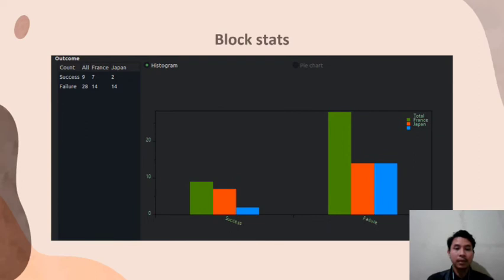Next is the block stats. France has only 7 successful blocks. Japan has only 2 successful blocks. But for the failure, both of them have equal blocking failures.